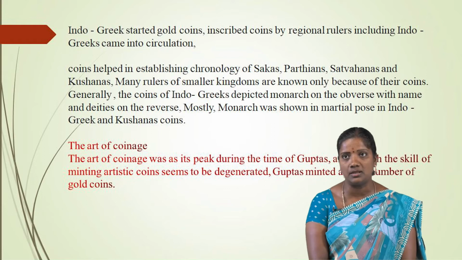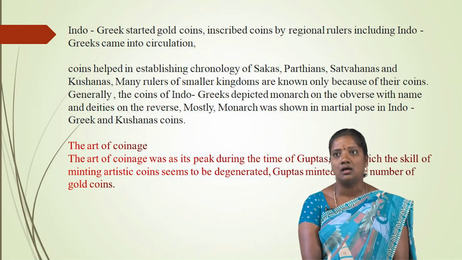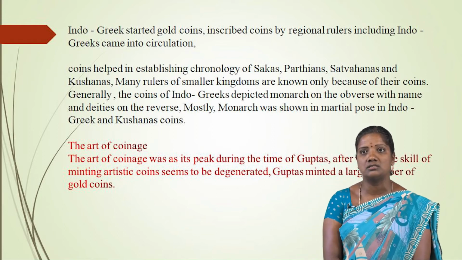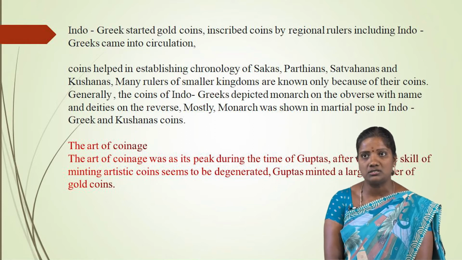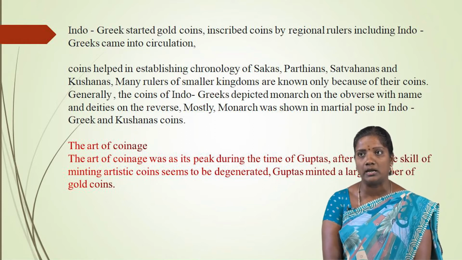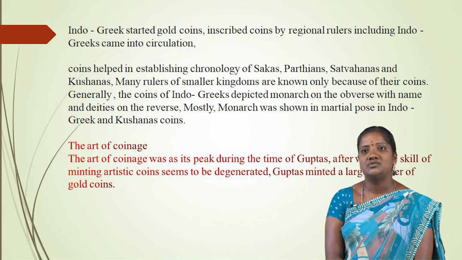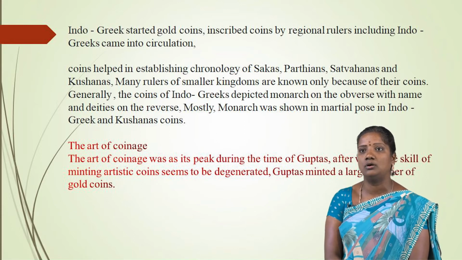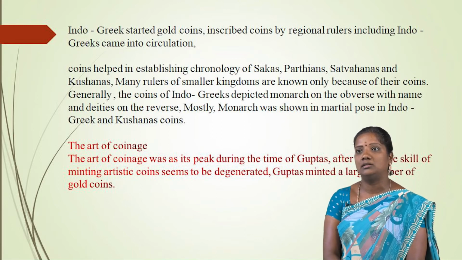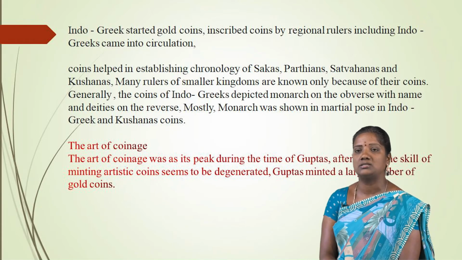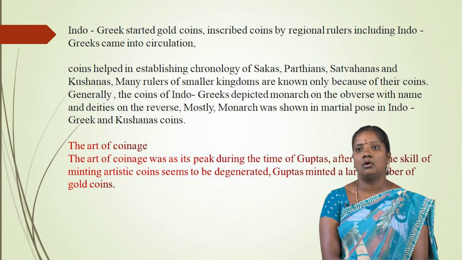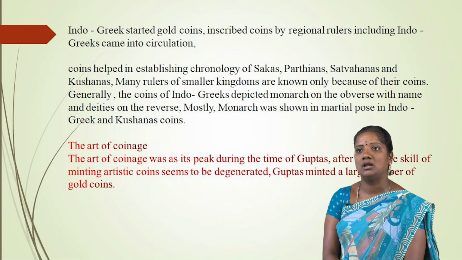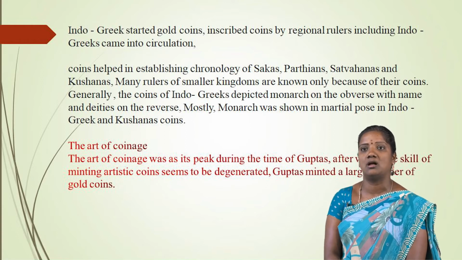Coins helped in establishing the chronology of the Sakas, Parthians, Satavahanas and Kushanas. Many rulers of smaller kingdoms are known only because of their coins. Generally, the coins of the Indo-Greeks depicted the monarch on the obverse with name and deities on the reverse. Mostly, the monarch was shown in a martial pose in Indo-Greek and Kushana coins.